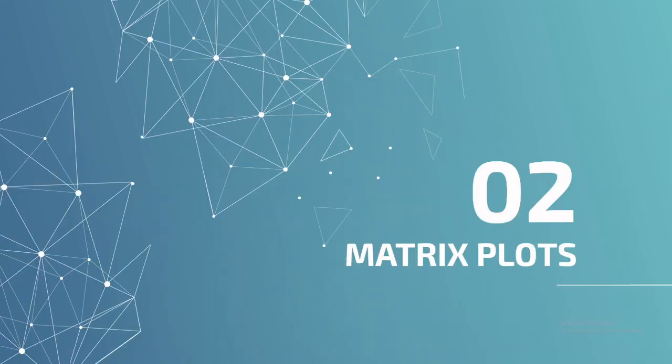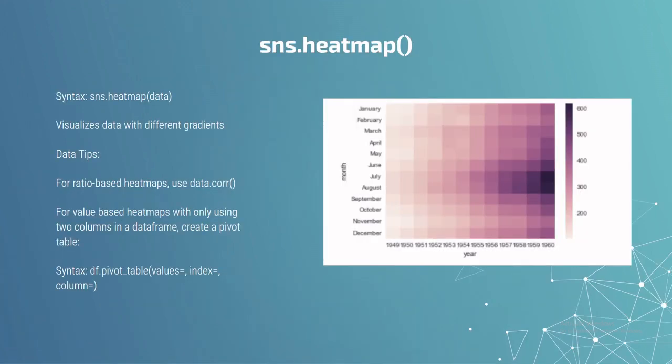Now the second section we'll be going on in this video are matrix plots. Matrix plots, like the name, basically use a set of squares to create a density plot almost in relation to two different variables. The main matrix plot we'll be going over is sns.heatmap. The syntax for this is sns.heatmap and then data. Now this usually visualizes data with two different gradients. As you can see here, it uses a purple gradient and then also creates a key on the side telling you exactly what the density of said data is.